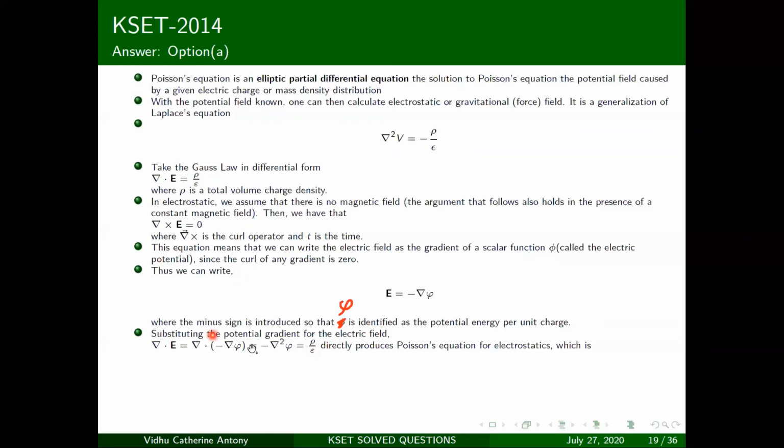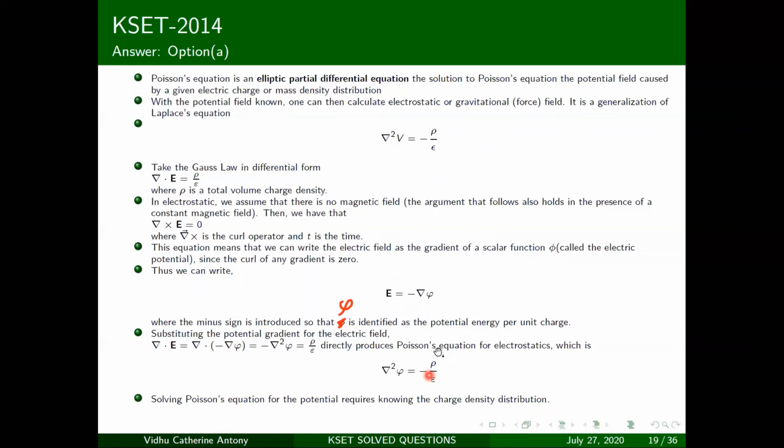Okay, so why does the minus sign come up? Because it's basically written like this. The minus sign is introduced so that it is identified as the potential energy. So you end up getting a negative sign here too. So that's the reason for the negative sign there. Okay, so this is what you finally get.